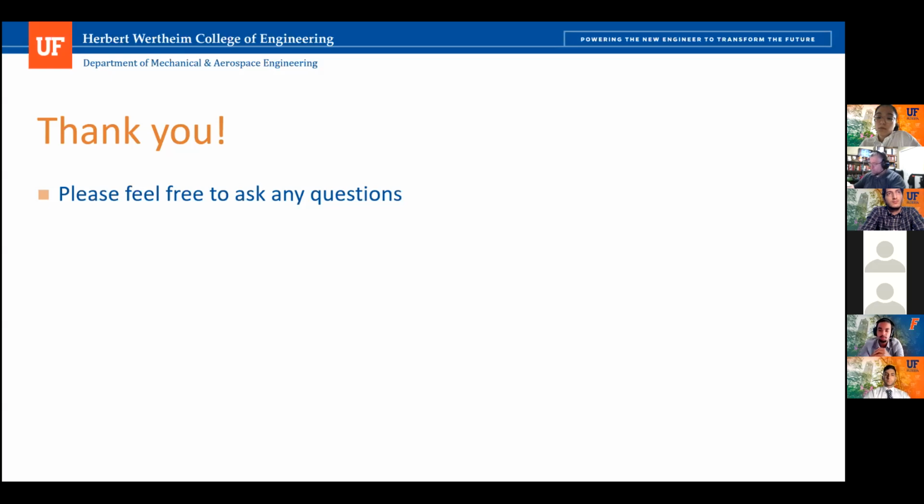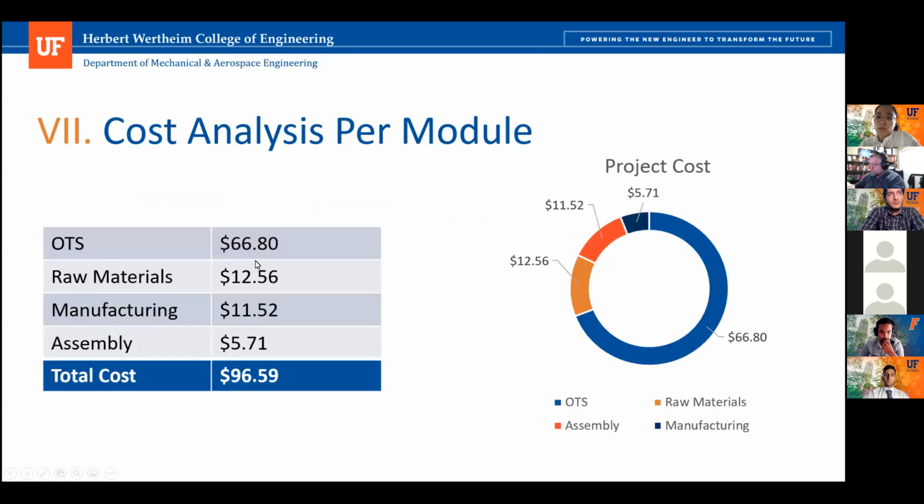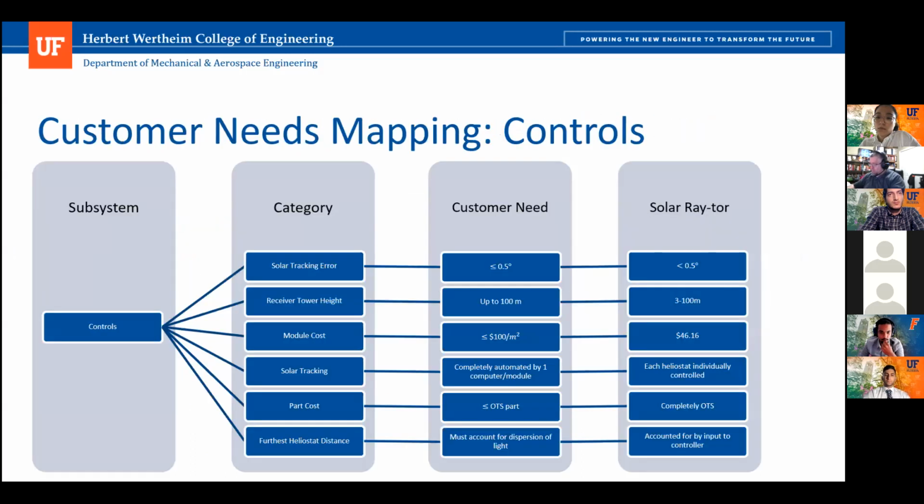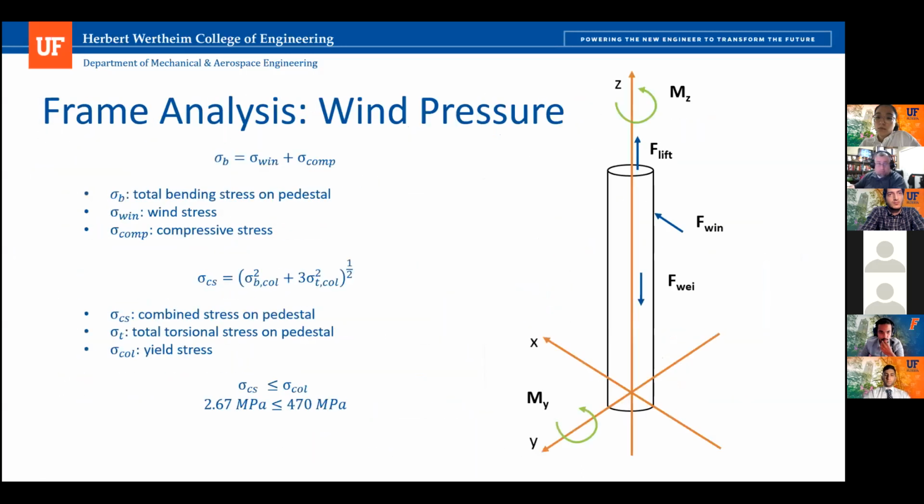Correct. Well, for us, for winds up to 20 miles per hour, we can assume that our product will be able to redirect light to the solar tower. And based on what? Based on the calculation, if I can go to the slide. Based on the wind pressure calculation done for the frame here.